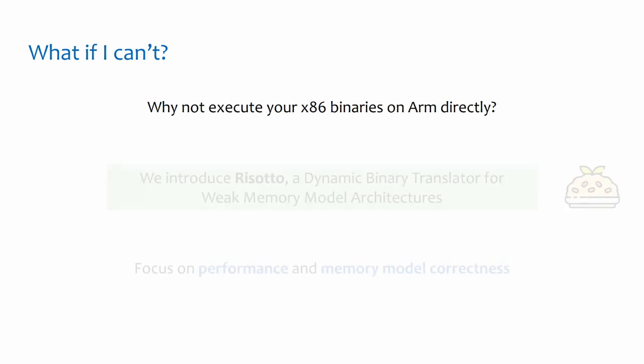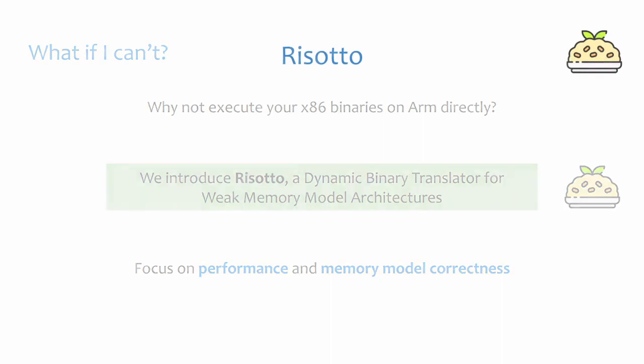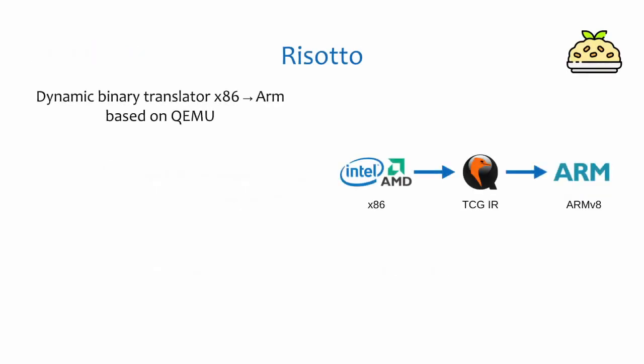To this end, we introduce Risotto, a dynamic binary translator for weak memory model architectures with a focus on performance and correctness of the memory model. Risotto is a dynamic binary translator that emulates x86 binaries on ARM v8 processors based on the widely used QEMU emulator. Risotto introduces new memory mapping schemes that precisely replicate the strong x86 memory model on the weakly ordered ARM architecture. In addition to the implementation of these mappings, we formally prove their correctness.